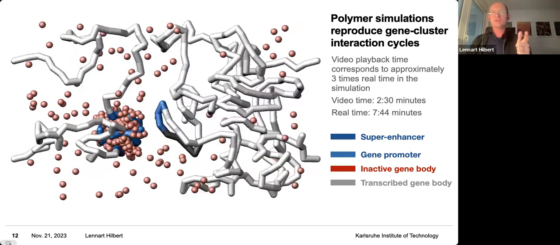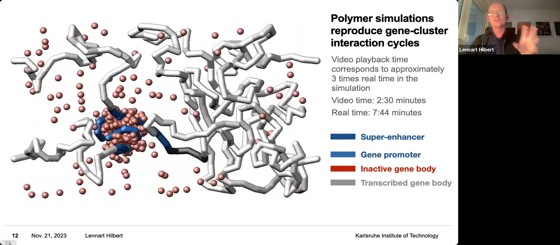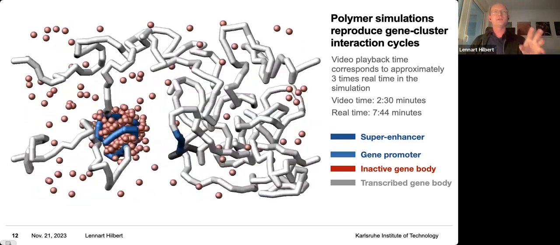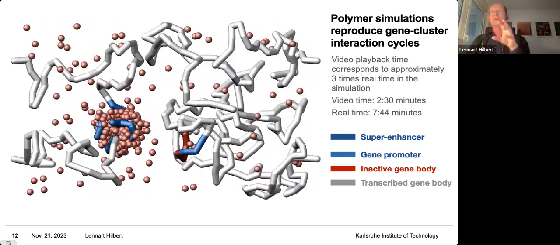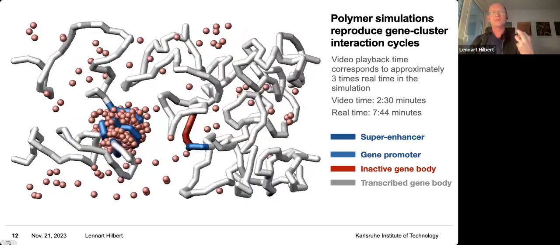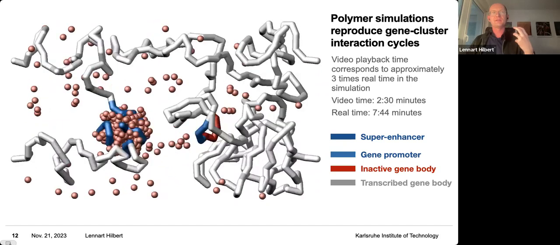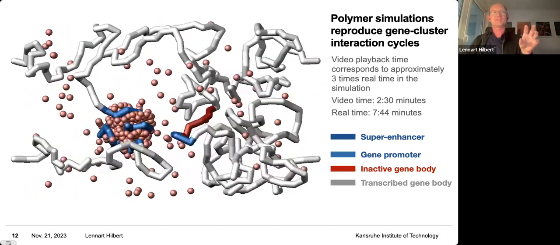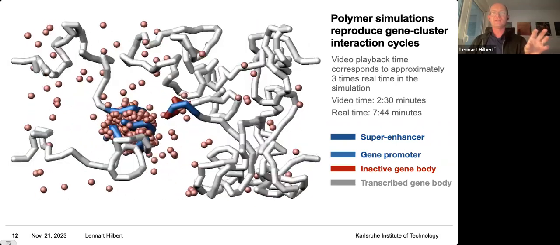So here you can see the gene is now being transcribed, and because of this it loses its affinity for the red particles and is allowed to basically detach and explore space freely again, until it becomes induced again, can pull the red particles to the blue promoter region, and is ready to engage with the transcriptional cluster or surface condensate once it comes into its vicinity again.